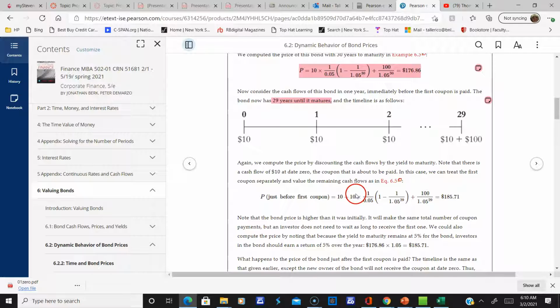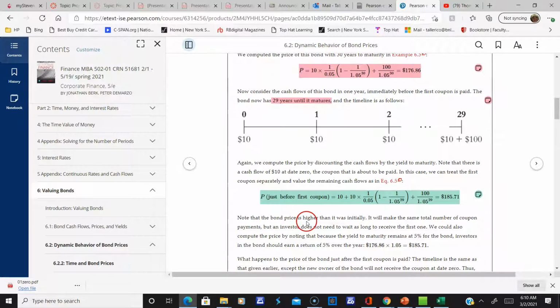But now the question is, what's the price of the bond? But you'll notice here there's a 29 here. Everyone see that 29? Because now it's 1 year hence, so they're pricing it from here out. All right, for 29 years, and they're saying, well, you just received $10. So here's that $10 you just received.